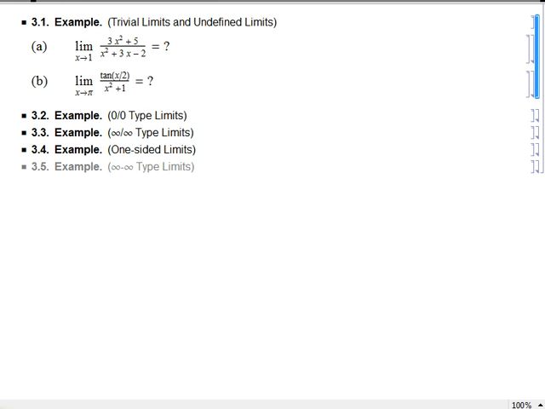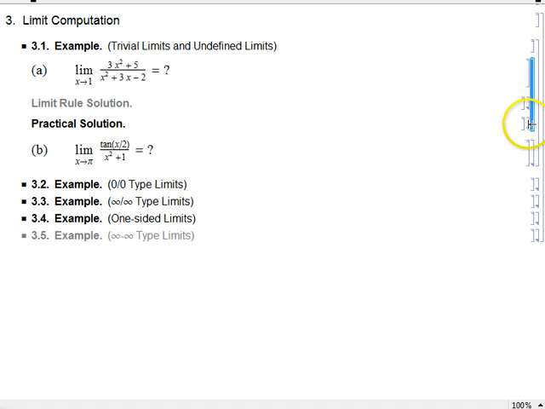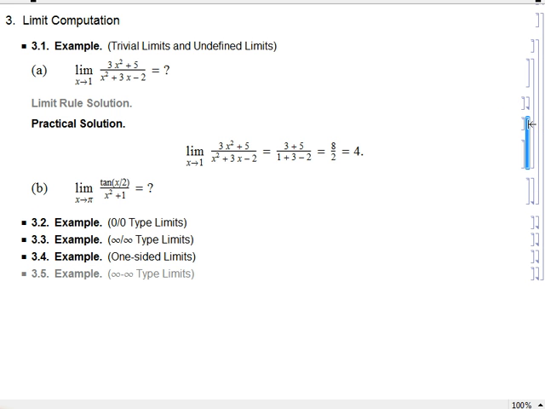Okay, let's move on to trivial limits. What do you mean trivial limit? All you have to do is just plug in the number and then you're through. Kind of like this. Just plug in x equals 1 and then that's basically it. Of course, you can use limit rules.